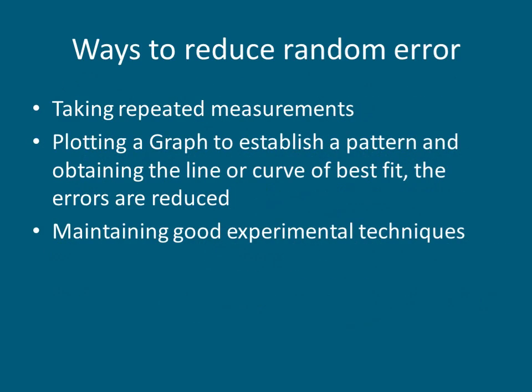Ways to reduce random error. Taking repeated measurements. Measurement should be taken a number of times. Then the average of all measurements will give you the most accurate result. By plotting a graph to establish a pattern and obtaining the line or curve of best fit, the errors are reduced. Maintaining good experimental technique. We must use the latest and innovative techniques while performing experiments.